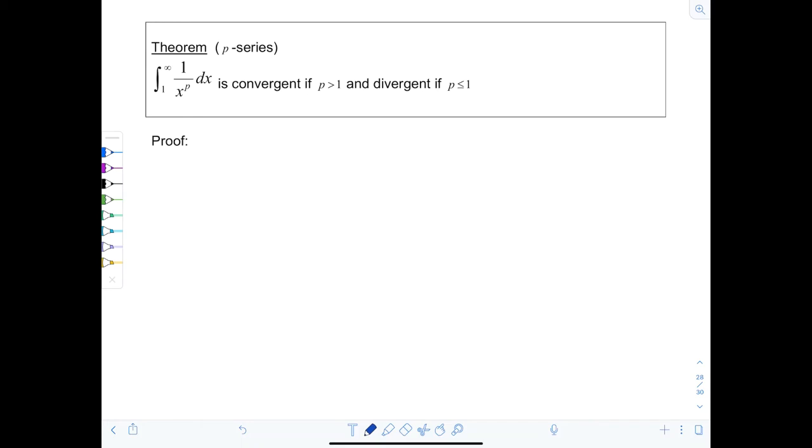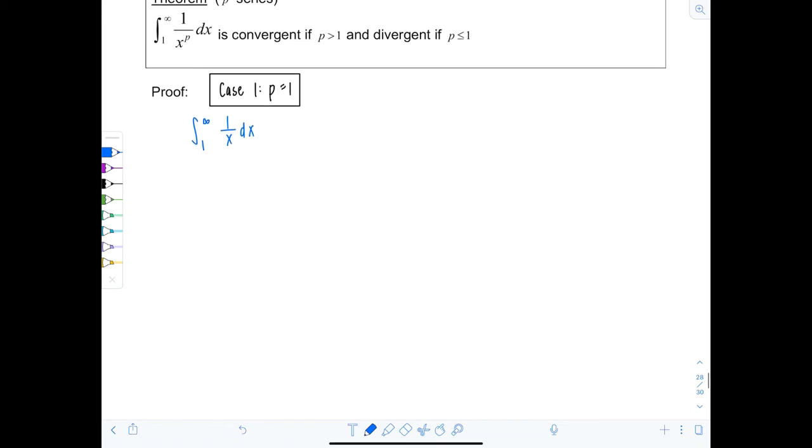We're going to break it up into two cases. So case 1, I'm going to prove the case where p is equal to 1. Okay, so if p is equal to 1, then we have the integral from 1 to infinity of 1 over x dx. And then we know we need to rewrite this as the limit as t approaches infinity of the integral from 1 to t of 1 over x dx. Okay, this antiderivative is no big deal. We got this one.